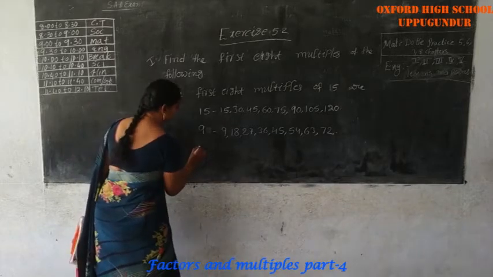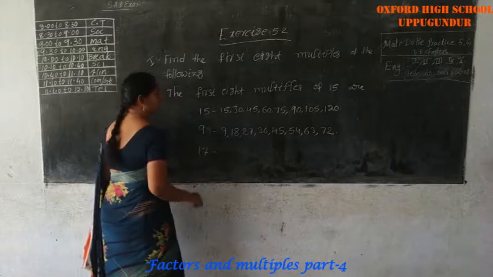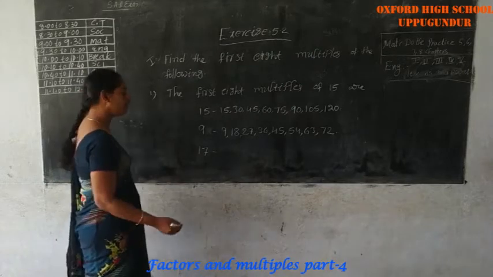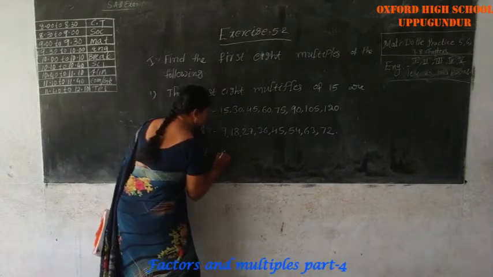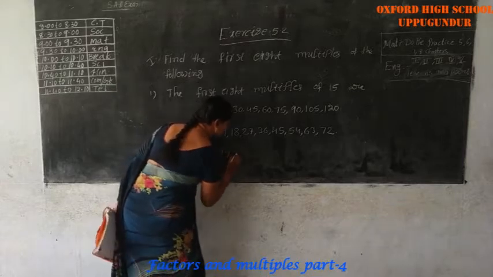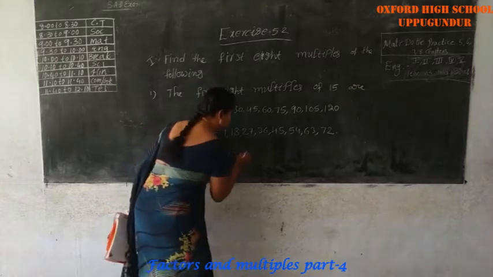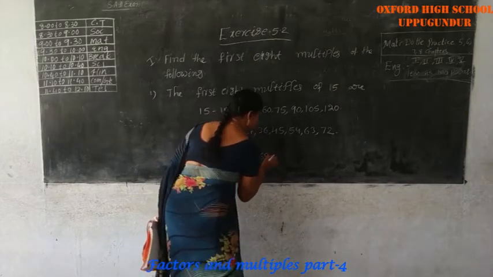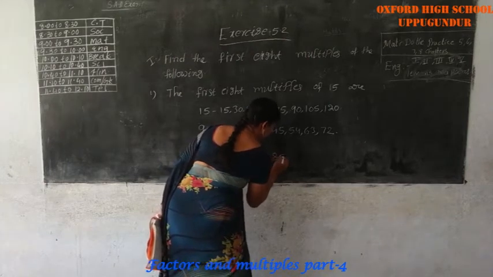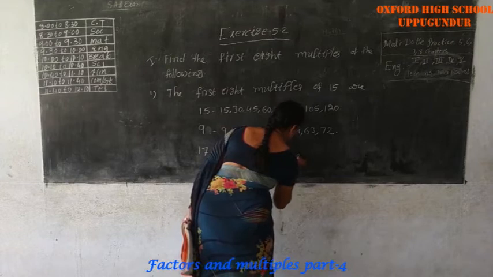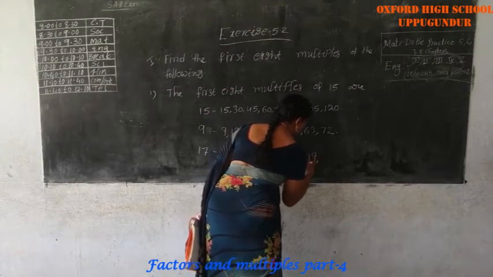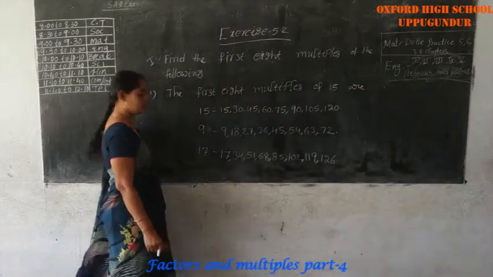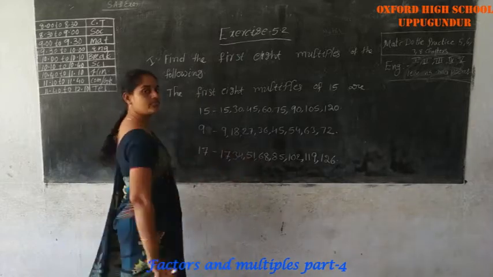Another one, 17. The first 8 multiples of 17. See 17 table. 17 1 jar 17, 17 2 jar 34, 17 3 jar 51, 17 4 jar 68, 17 5 jar 85, 17 6 jar 102, 17 7 jar 119, 17 8 jar 126. Okay, these are 8 multiples of 17.